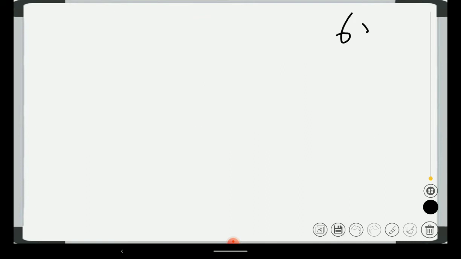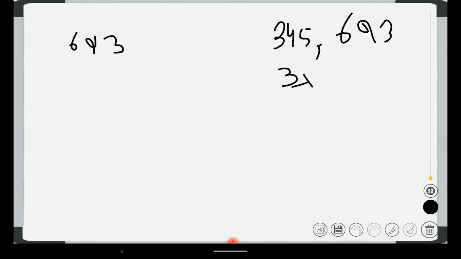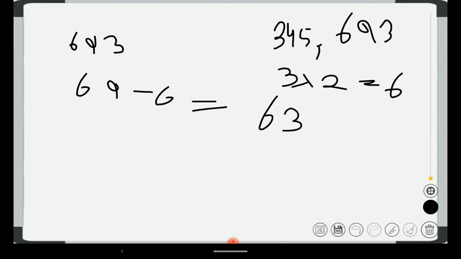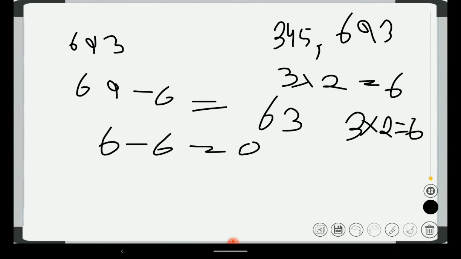Now 693. As 3 into 2 gives 6, so 69 minus 6 gives 63. Now if I do this again, 3 into 2 gives 6. So if I subtract, 6 minus 6 is 0. And I said 0 by any number is 0. So as it is completely divisible and leaves 0 as its remainder, so 693 is divisible by 7.